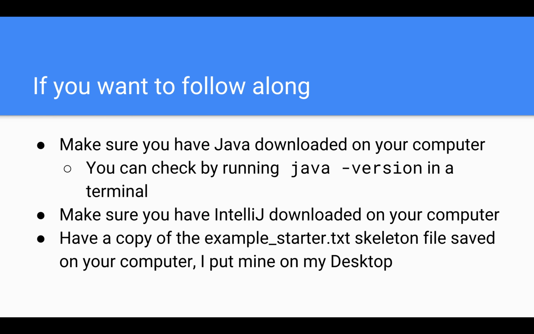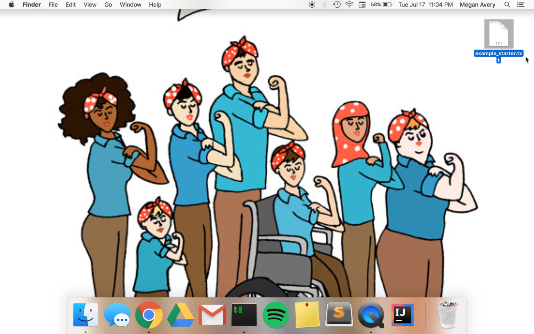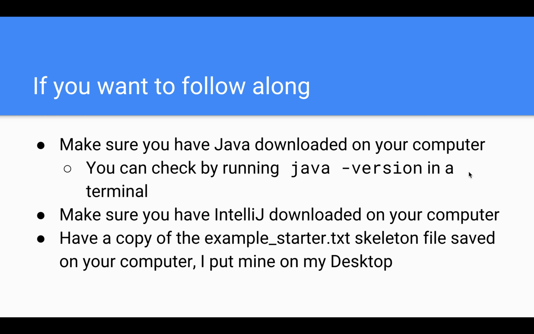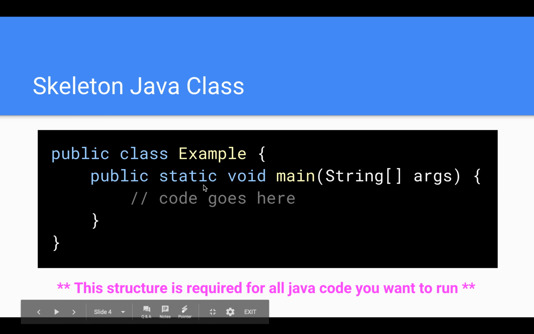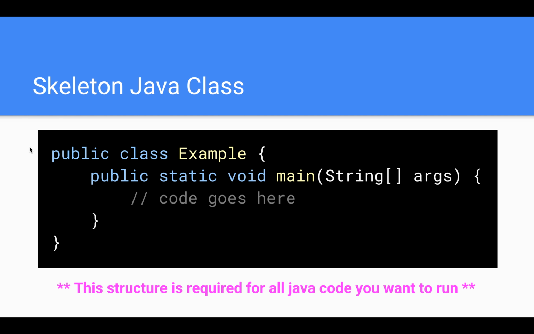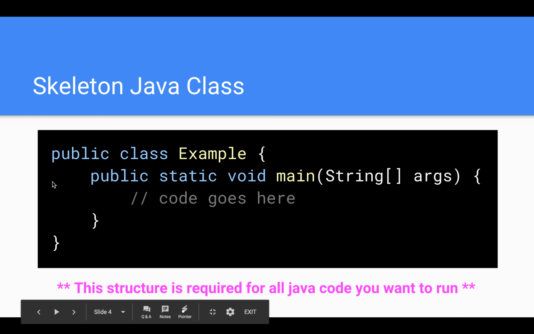Have a copy of example starter.txt saved on your computer. I put mine on my desktop, so it's right here. And then this next part is just a basic intro to Java. This is what a skeleton Java class looks like, and this structure is required for all Java code that you want to run. I'll explain what all these different parts mean in a later slide.